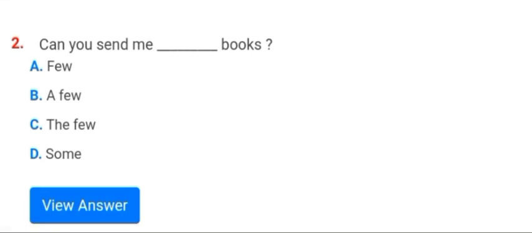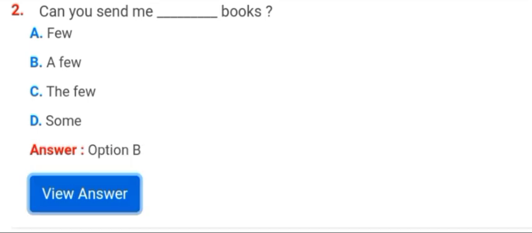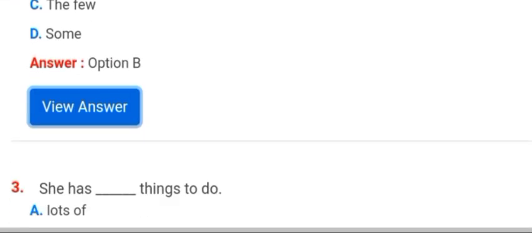Question number 2. Can you send me these books? Option A: few, option B: a few, option C: the few, option D: some. Correct answer: option B, a few.